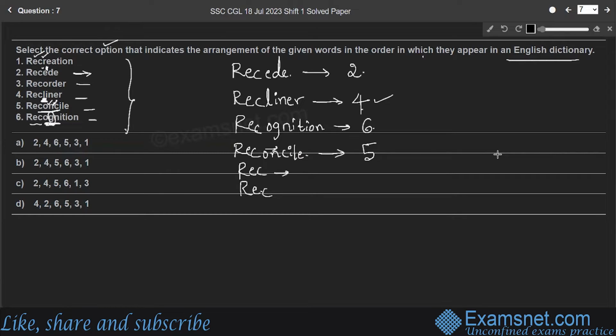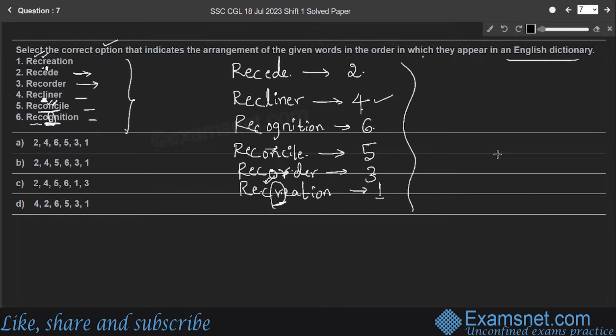So next comes the third word, which is recorder, R-E-C-O. R comes after N, right? Therefore, recorder comes after reconcile, which is the third word, right? Whereas the last word will be recreation. Since the fourth letter is R here, which comes after O, therefore recreation comes at last.